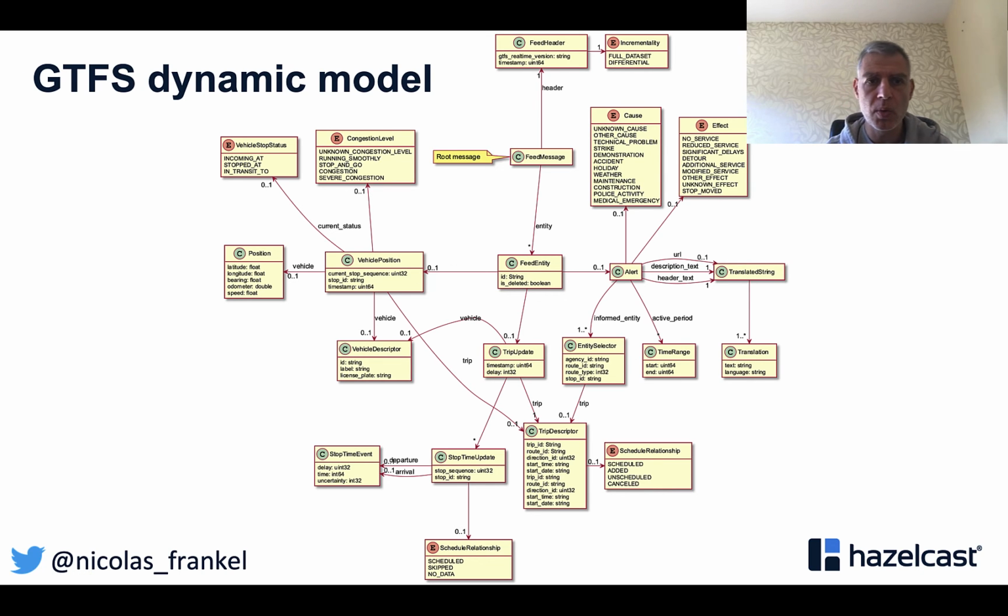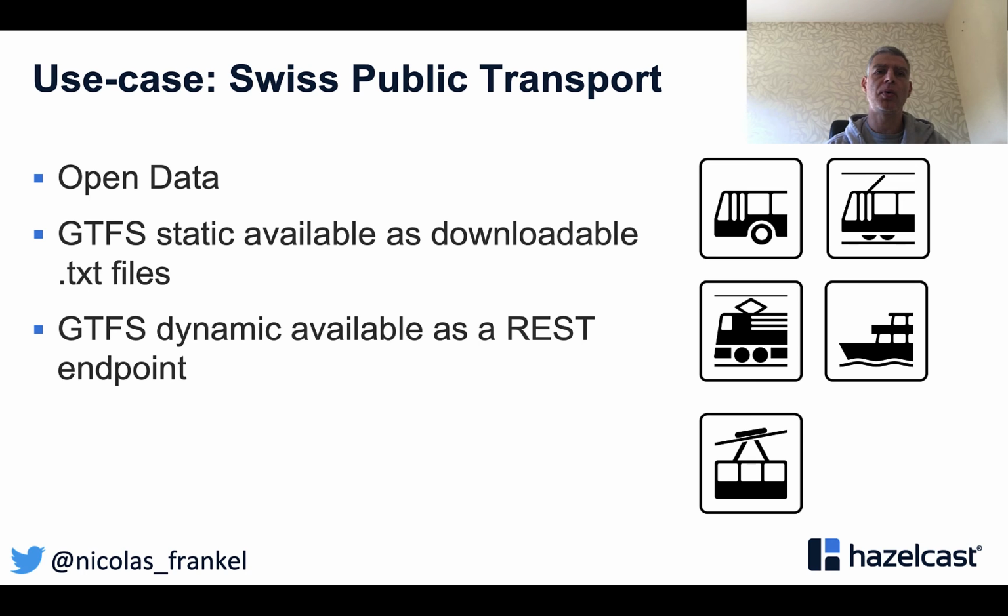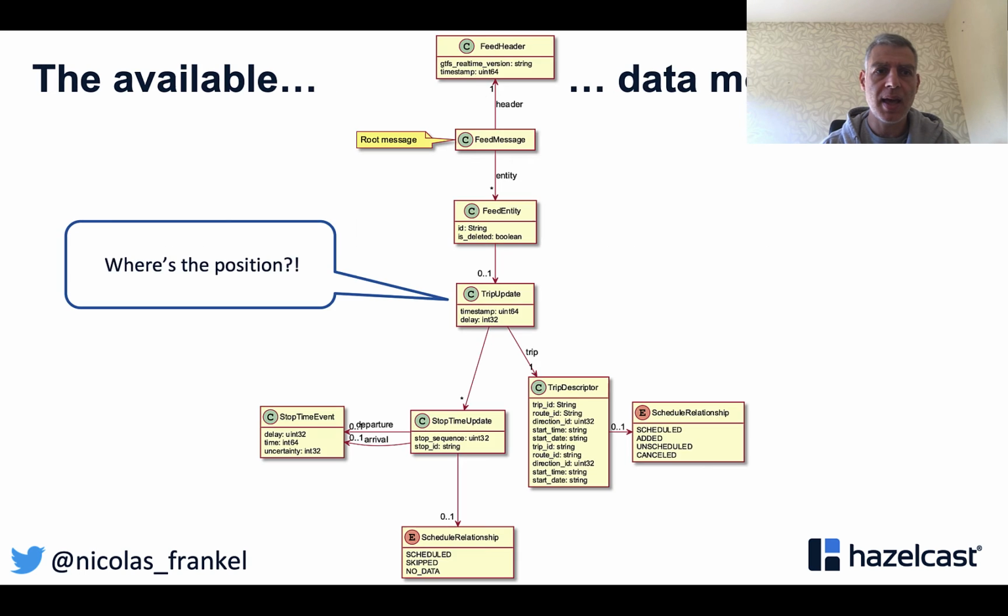So I go to something called the Swiss Public Transport website, and good stuff. They provide that in GTFS format. As I mentioned, static files that you need to download first as text files, and then you've got a dynamic REST endpoint. Everybody is happy. Let's start hacking.